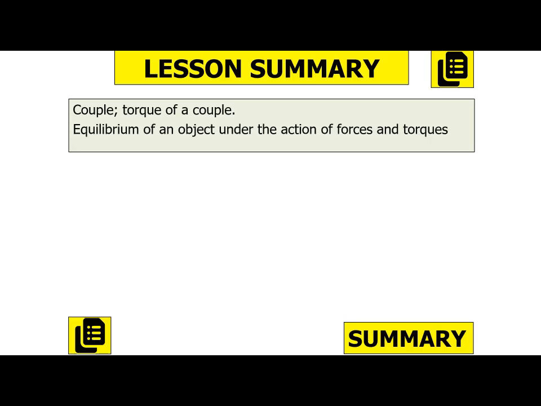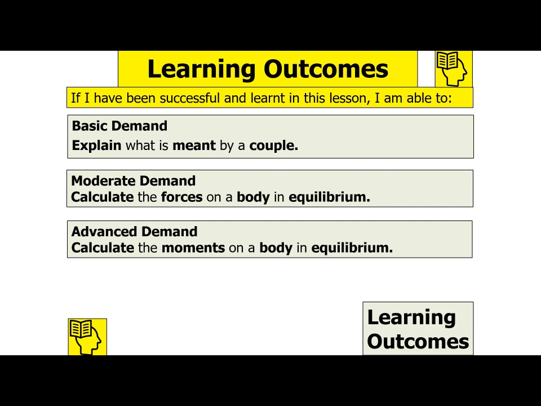So to summarise what we've looked at in today's lesson, we've looked at the idea of a couple, the torque of a couple, and the equilibrium of an object under the action of forces and torques. So if we've been successful and we've learnt in today's lesson, we should be able to explain what is meant by a couple, calculate the forces on a body in equilibrium, and then finally calculate the moments on a body in equilibrium.